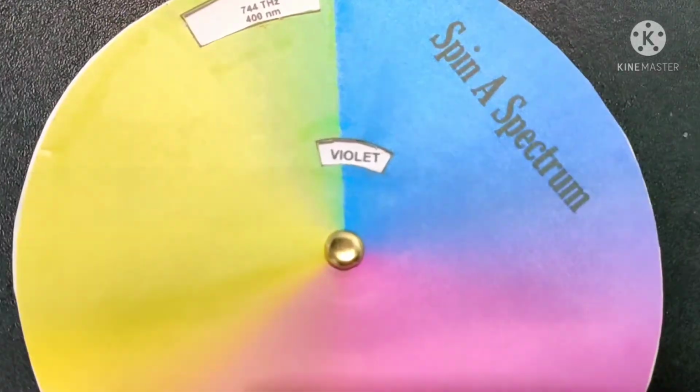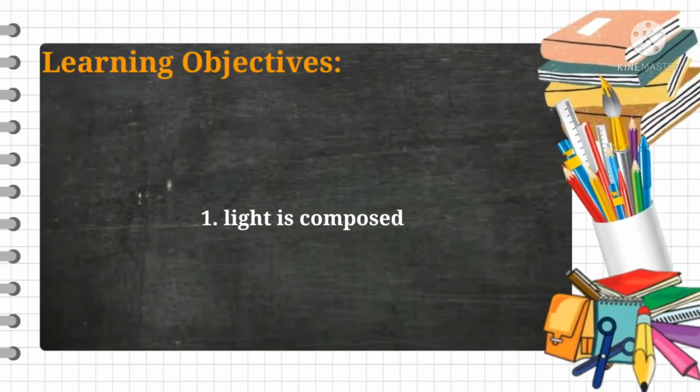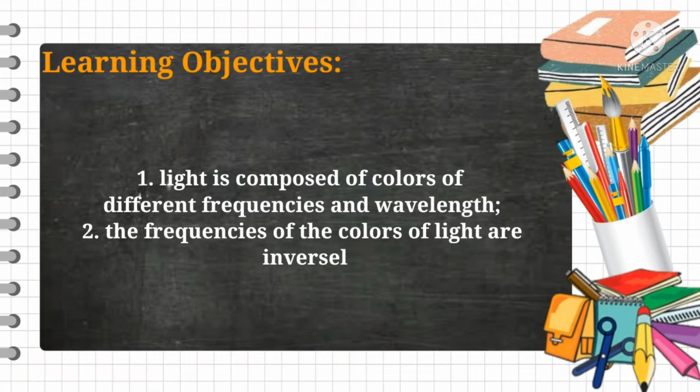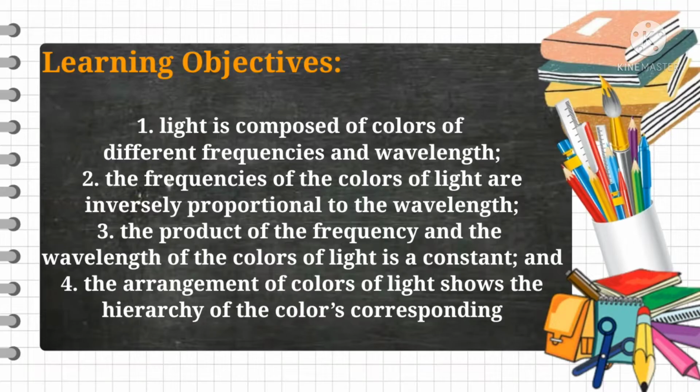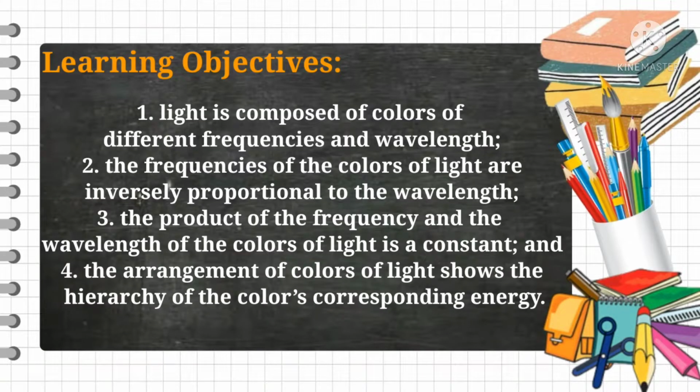For today's objectives, you will be able to infer that number 1, light is composed of colors of different frequencies and wavelength. Number 2, the frequencies of the colors of light are inversely proportional to the wavelength. Number 3, the product of the frequency and the wavelength of the colors of light is a constant. And number 4, the arrangement of colors of light shows the hierarchy of the colors' corresponding energy.